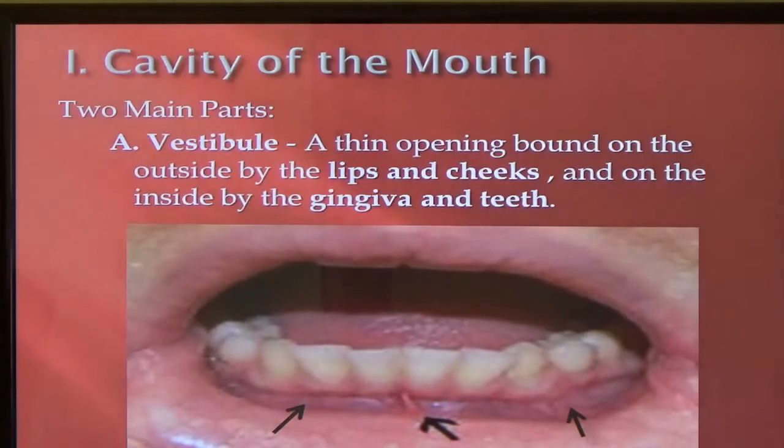Put your finger in this area right here, kind of down the side of your teeth, and it joins your lip and your cheek. That's what's called the vestibule. The vestibule of the church, you know, the outside.